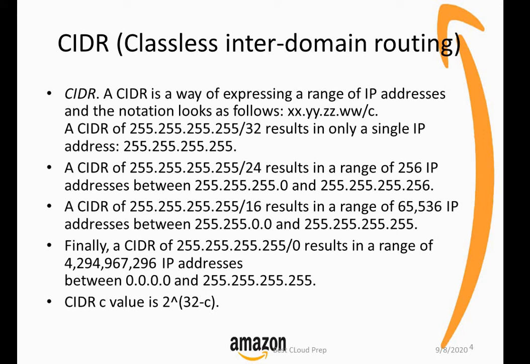Now moving on to CIDR block, this is another very good concept that you should understand clearly. It is within a VPC. CIDR stands for classless inter-domain routing. Inside your VPC you will have subnets. For those subnets you need some IP ranges in order for them to communicate. So a CIDR is a way of expressing a range of IP addresses, and the notation looks as follows. As you can see, XX.YY.ZZ.WW/C.